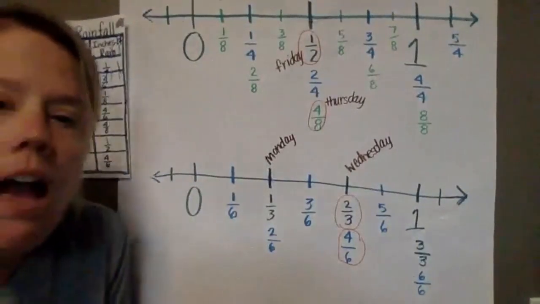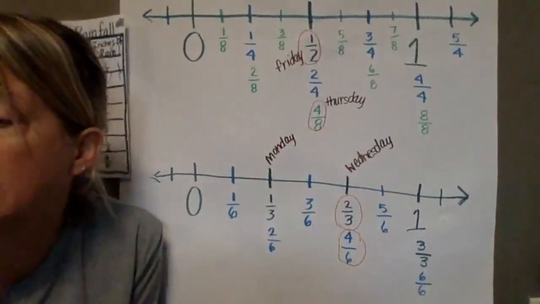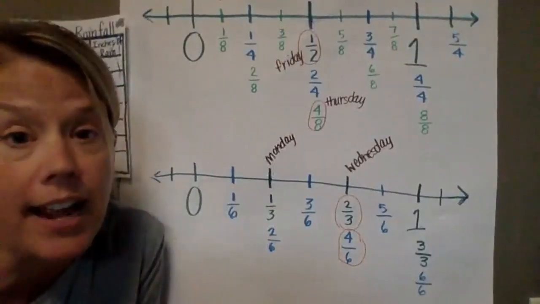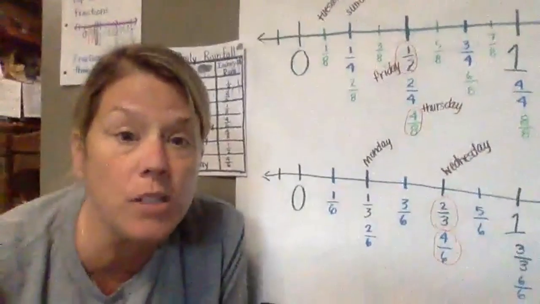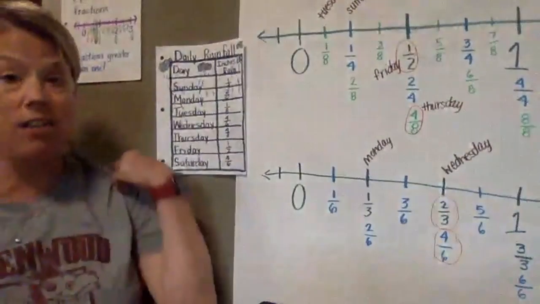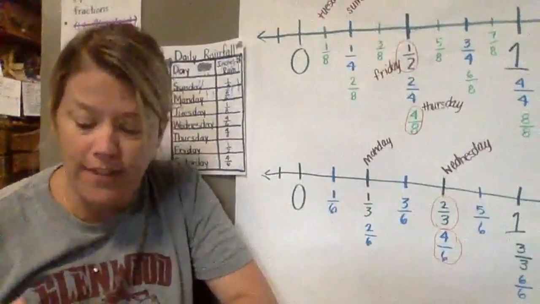There it is. We could say that 2/3 is another way to record the amount of rain that fell on Saturday. So it could be, we could say 4/6, or we could say 2/3. They have the same value in how much rain fell.